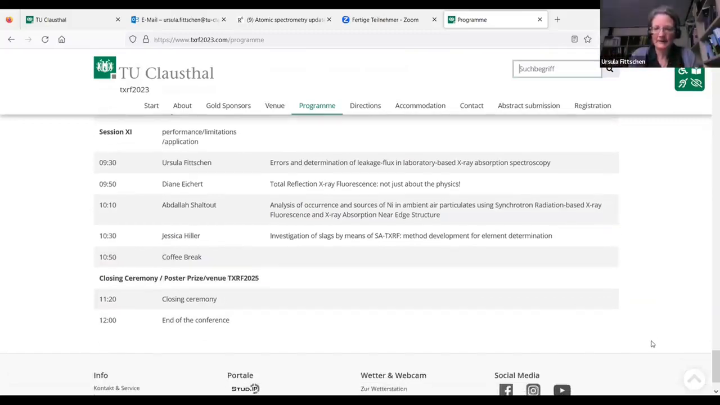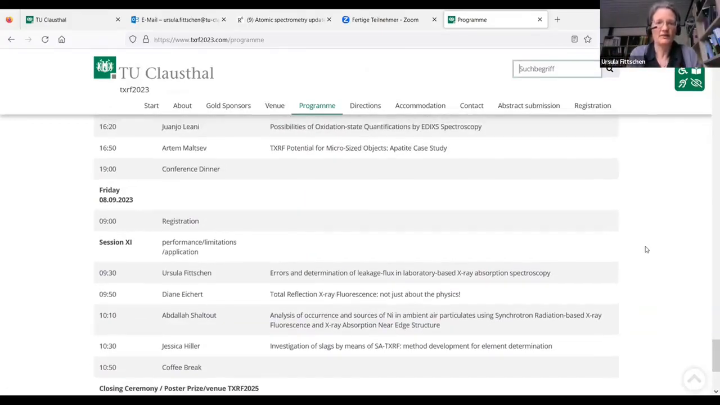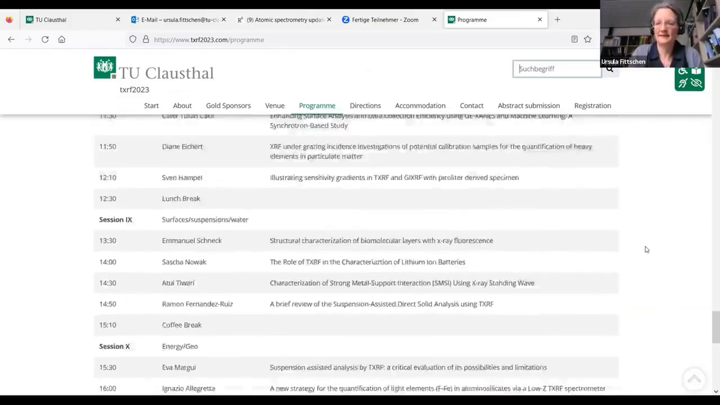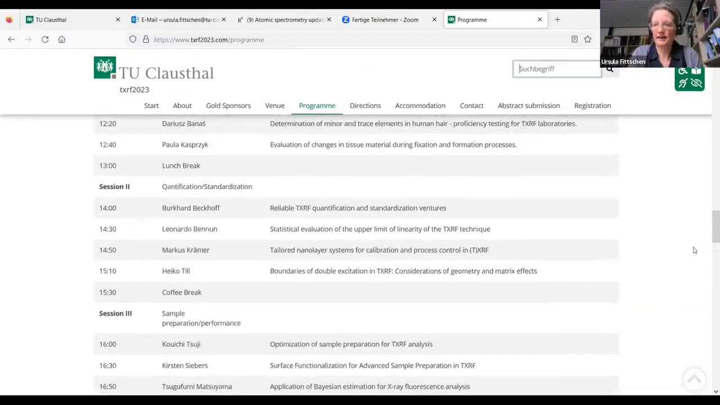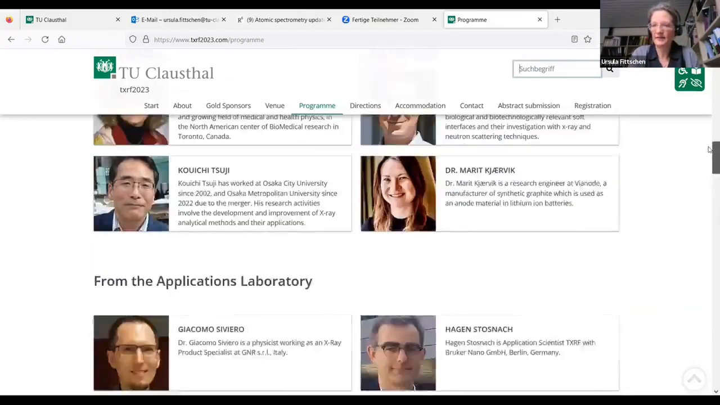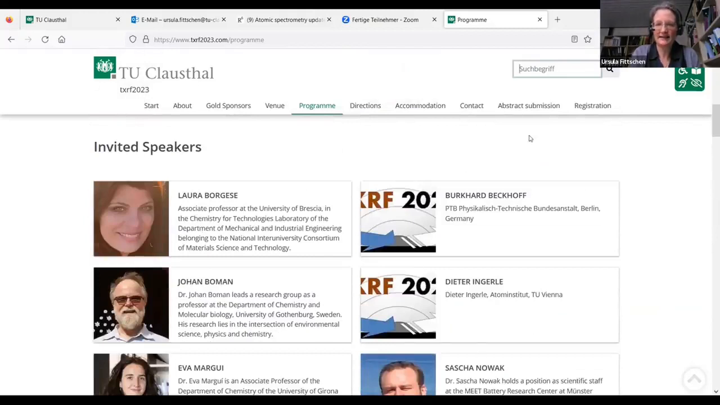Yeah, so we will have about 40 oral contributions and also about 40 posters. And so I hope to see many of you at the conference. And if you would like to submit a late poster, that will still be possible. Also, registration is still possible. And yes, I'm very much looking forward to meeting all of you in person. Yeah, we will be there.